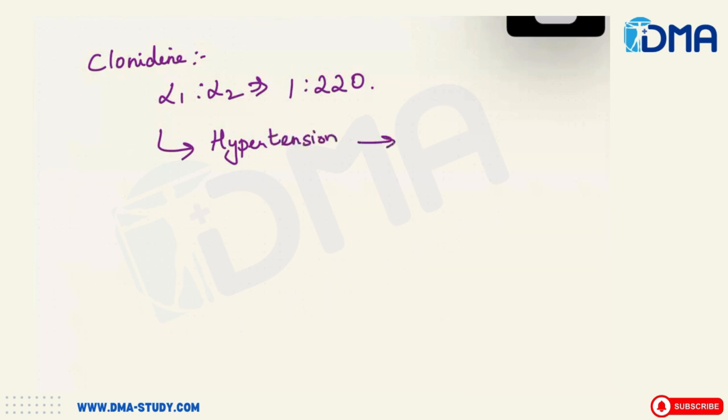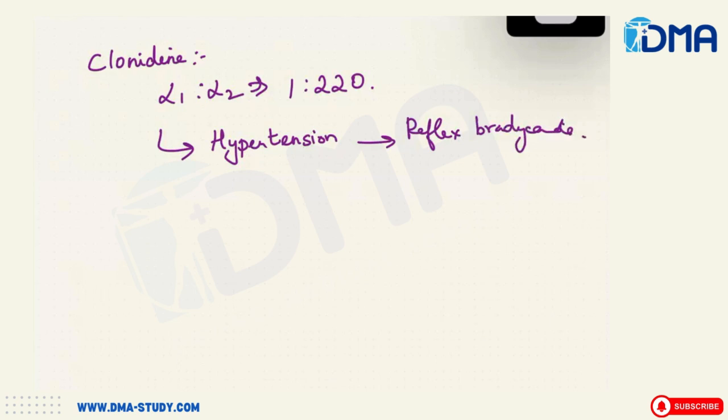Because the alpha 1 to alpha 2 ratio will be 1 to 220, it will act more on the alpha 2 level. Since it acts at the alpha 2 level, this will also have high chances of causing bradycardia. It is used in the treatment of hypertension. There are chances of reflex bradycardia to happen after giving clonidine.